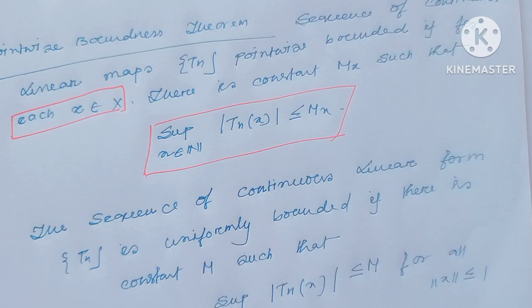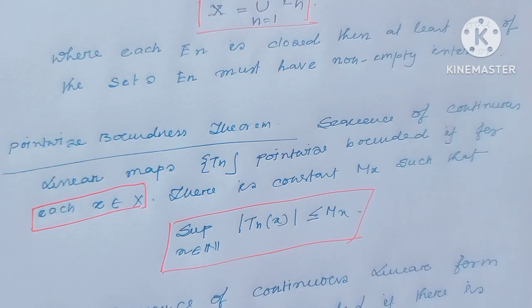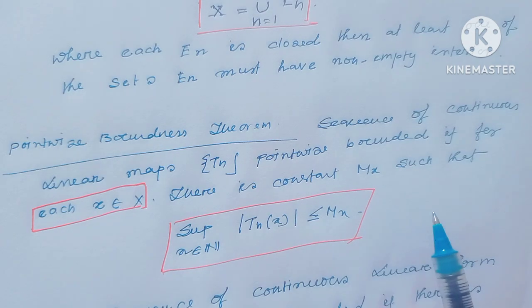The sequence of continuous linear forms Tn is uniformly bounded if there exists a constant M such that the supremum over n in the natural numbers of norm Tn x is less than or equal to M. This is true for all norm x less than or equal to 1. Here, this is true for all x and for all n. Actually, this is true globally, whereas pointwise boundedness is true for each point.